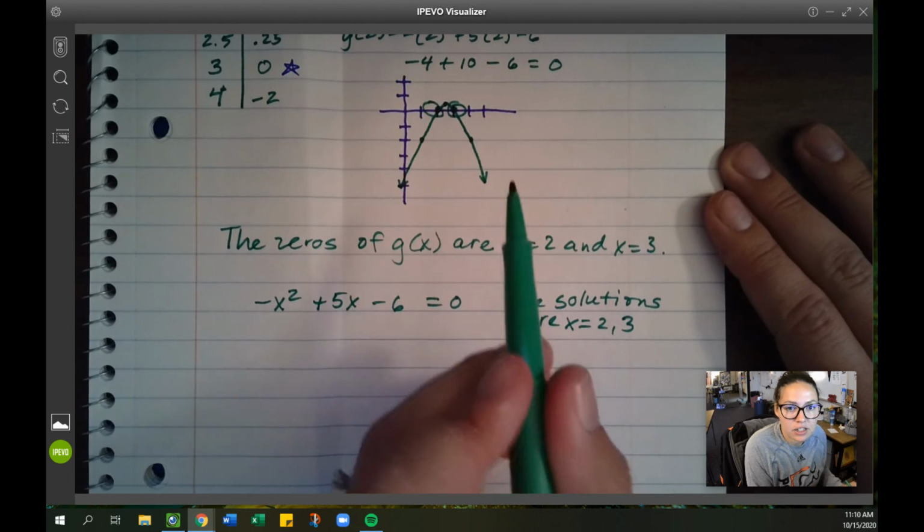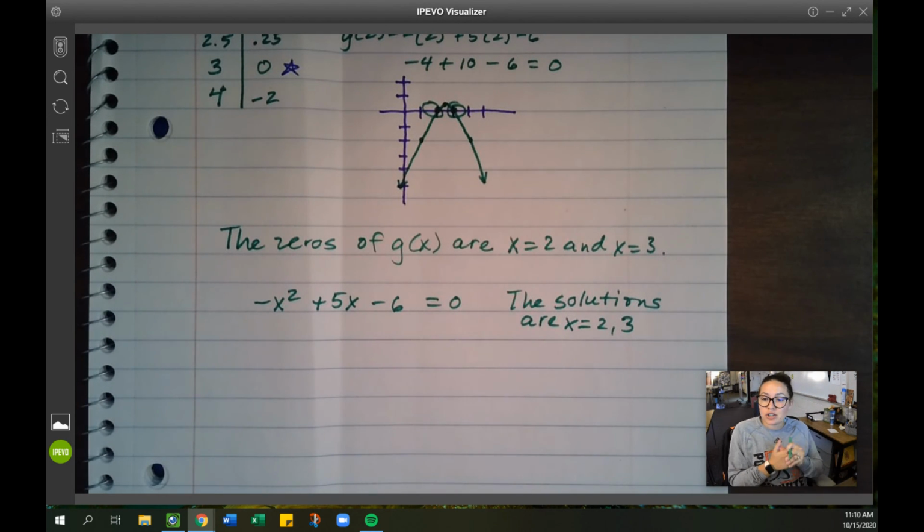And obviously, graphing is not the most efficient method, okay? So we like to show you the hard way of doing things first, and then we'll show you the easy way to do things. It's important that you understand what the zeros of a function are and how it connects to the other methods.